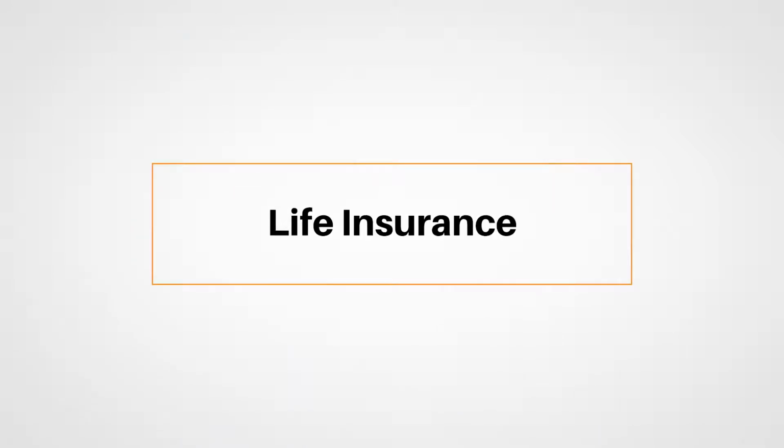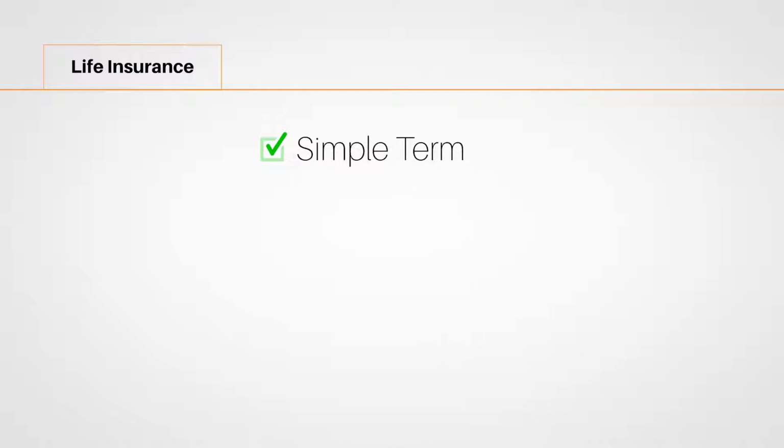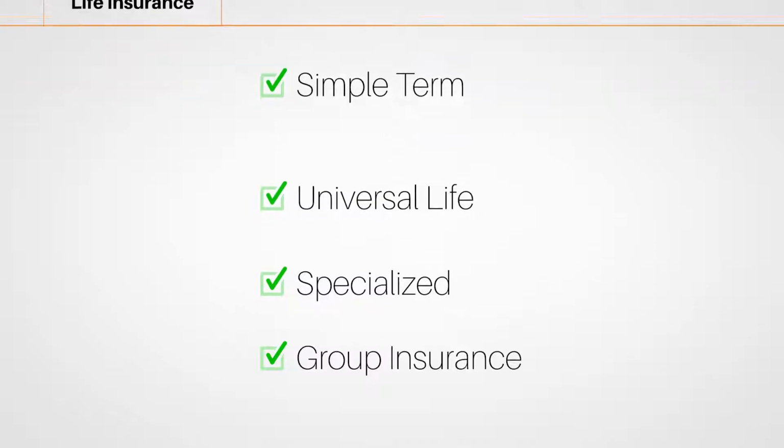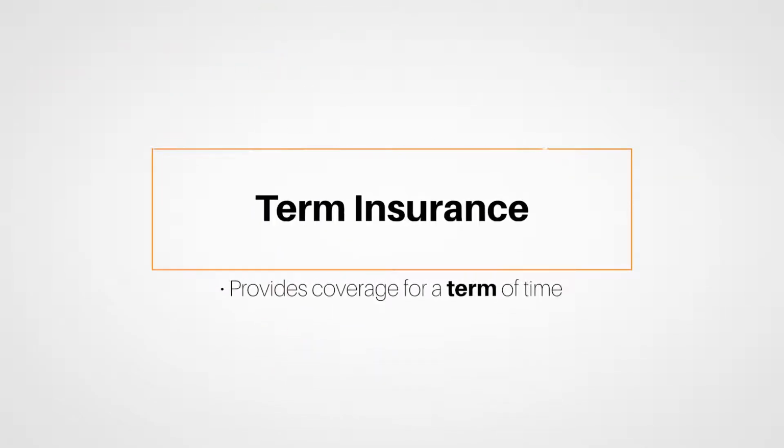We detailed several different individual policies in this lesson, everything from simple term policies to more complicated contracts like universal life. We then moved into specialized contracts and group insurance policies, which are markedly different from individual coverages. Term insurance only provides coverage for a period or term of time. At the end of the term, the policy is over.